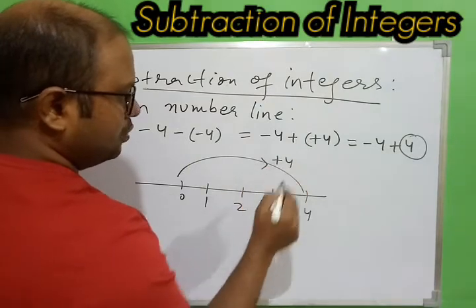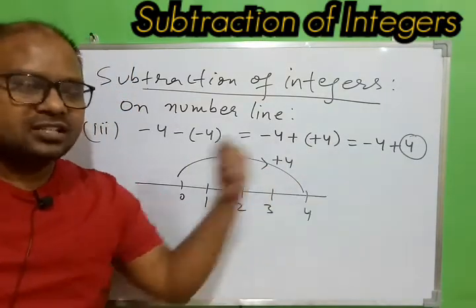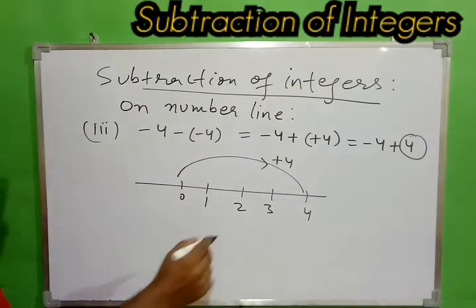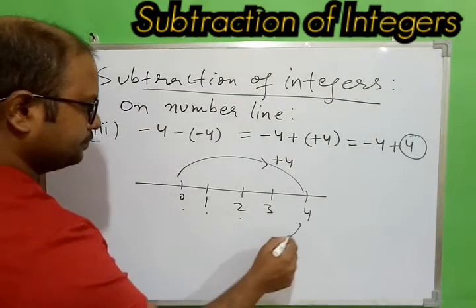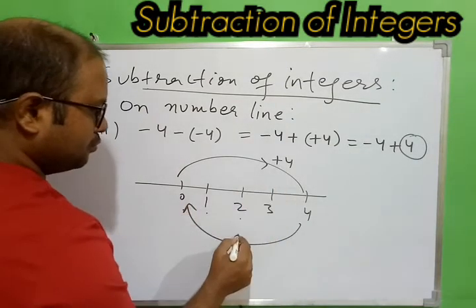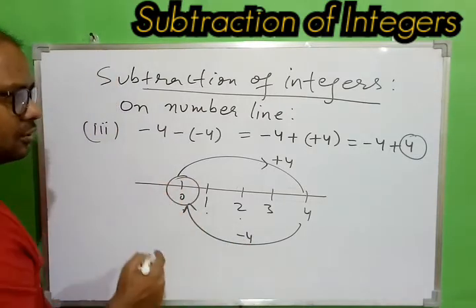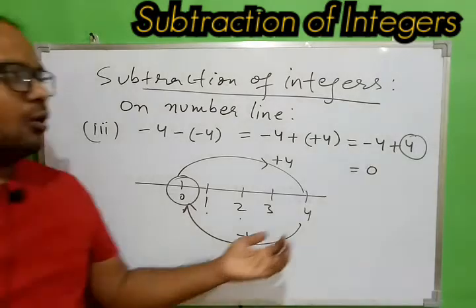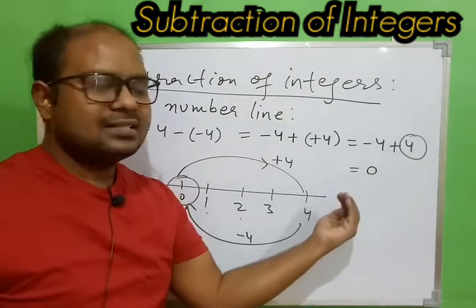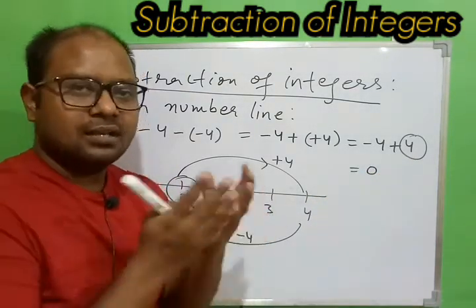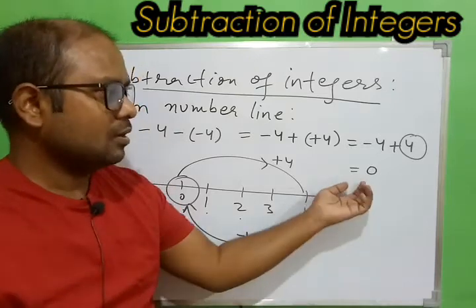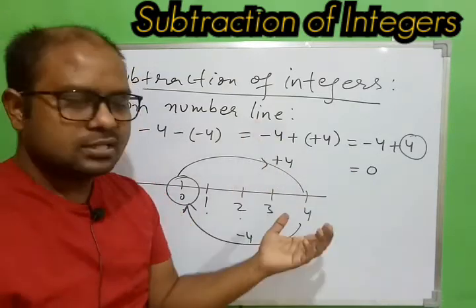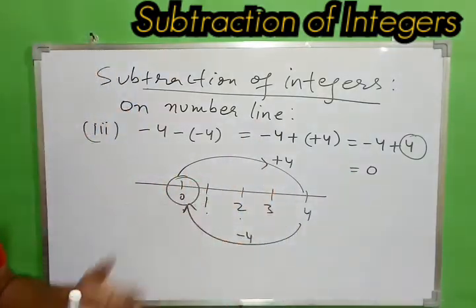So this is my plus 4, and then we have to go to minus 4, that is 4 steps back. 1, 2, 3, 4. So this is plus 4, this is minus 4. You are coming back to 0. The answer is 0. Here we are already adding the number and its additive inverse. Whenever we add a number and its additive inverse, we always get 0, from where we got the concept of additive inverse, and we are coming back to the same.